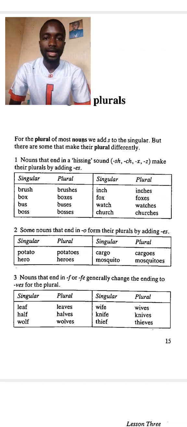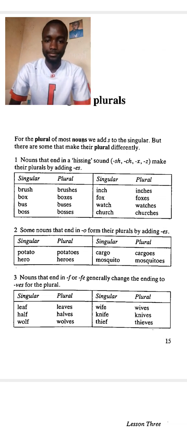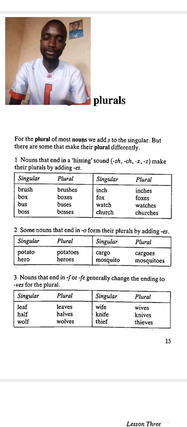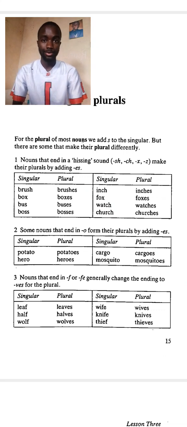Now, half, halves. Wolf, wolves. We remove the F and put there VES. Wife, wives. Knife, knives. Thief, thieves. Pretty clear. I like this lesson. This lesson is interesting. Did you know that many English speakers, even professionals sometimes, find it difficult to form plural words? So if you're able to grab it from this foundation now, you don't forget about it.